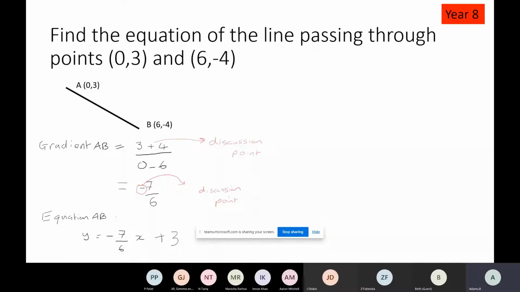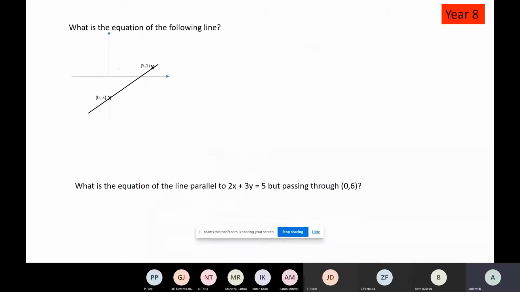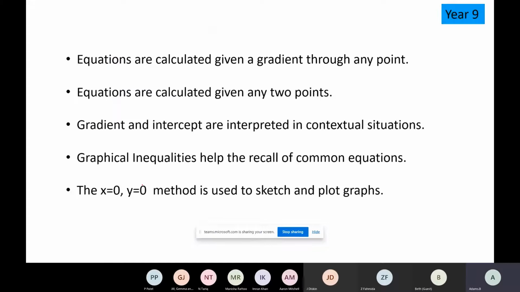So there's lots of little bits of practice and algebraic intricacies as we go through an exercise for that. But they'll do questions like this in year 8. But nothing that's exceptionally unpleasant or difficult. What's the equation of the line there? So I'll move on to year 9 work.